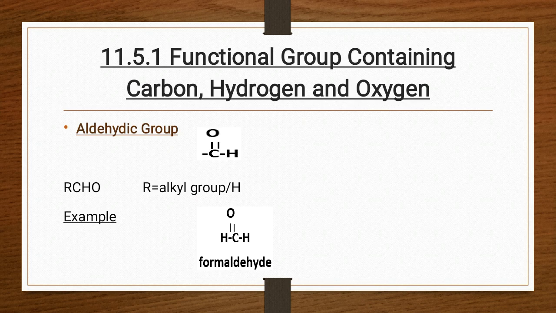Students, keep this in your mind: whenever the alkyl group is replaced with a hydrogen atom in the aldehydic group, it becomes formaldehyde. And whenever the group is an alkyl group like methyl, ethyl, anyone, then it becomes acetaldehyde. In simple words, when there are two hydrogen atoms, it's formaldehyde. When there is one alkyl group and one hydrogen atom, it's acetaldehyde. So this was all for today. Thank you so much.